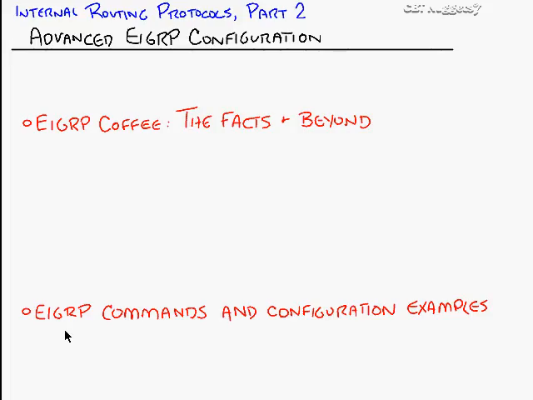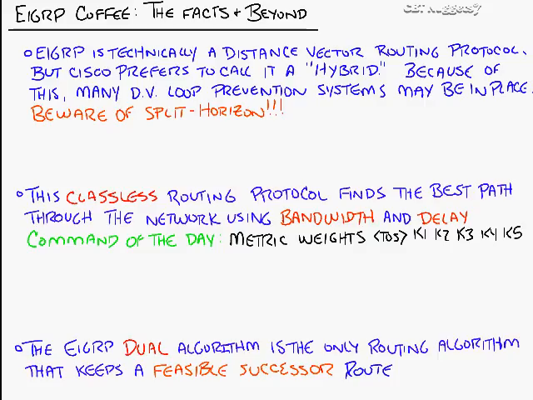We'll also talk about the EIGRP commands and configuration examples, and I kind of should have transposed those by saying EIGRP configuration examples to see the commands. We're going to get into some advanced redistribution, route filtering, pretty much all you can do with EIGRP. But before we get into all that configuration, let's hit the EIGRP coffee, get our blood flowing with EIGRP, some of the facts and not so well-known facts about EIGRP.